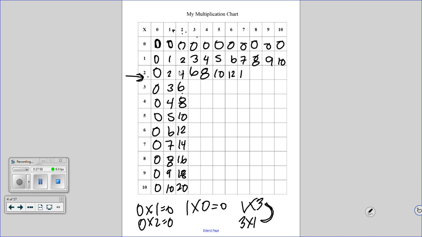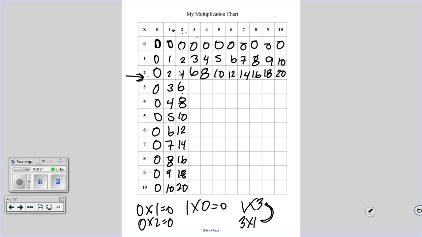7 times 2 is what, Gabriella? 14. 8 times 2. And Tracy? 16. 9 times 2. Ryan? 18. Madeline? 10 times 2. 20. Wow, look at all those math facts you know.